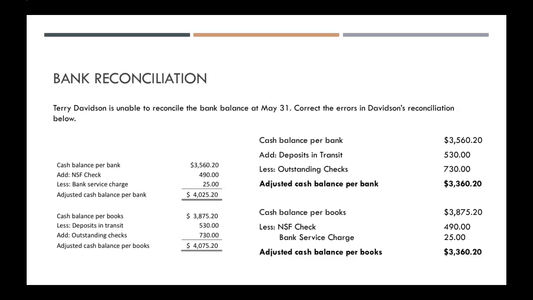Now, another part of bank reconciliation are journal entries. You would need to journalize only the adjustments on the per books side, right? Because those are the adjustments that you are making to your books, to your ledger, and so those are the ones that would have to be journalized. So we would need to make journal entries for the NSF check and the bank service charge.